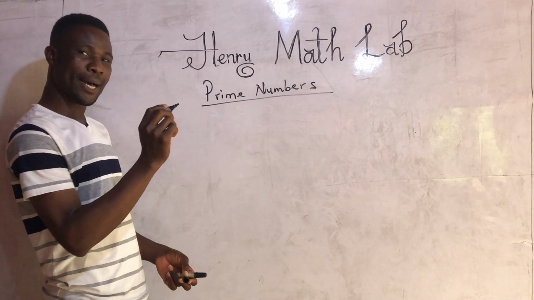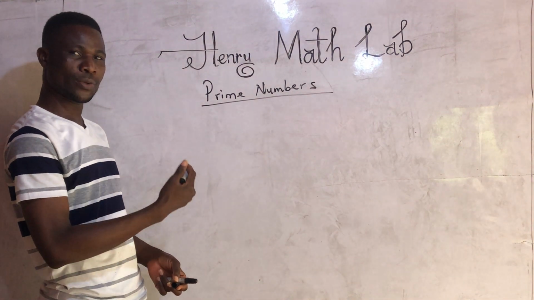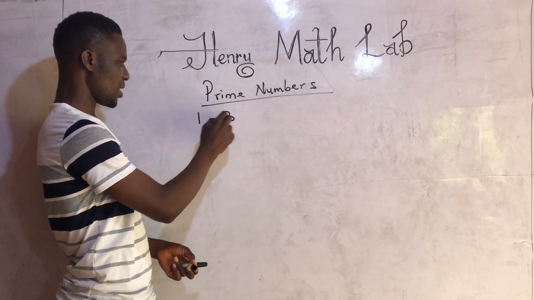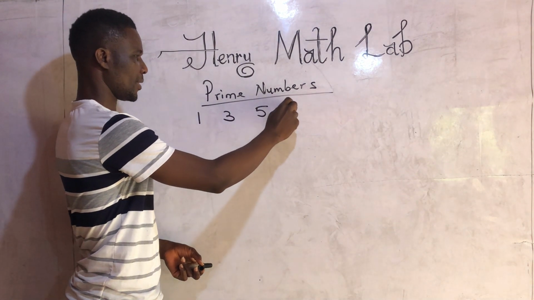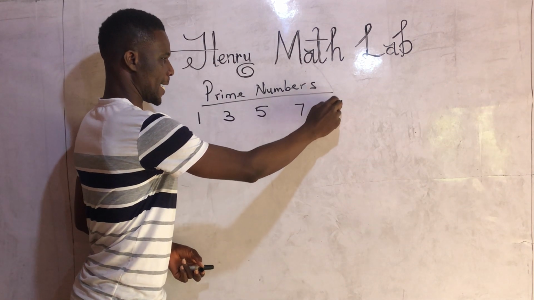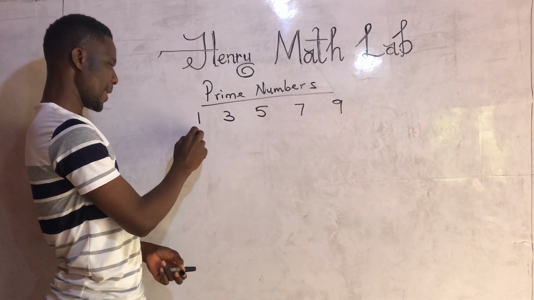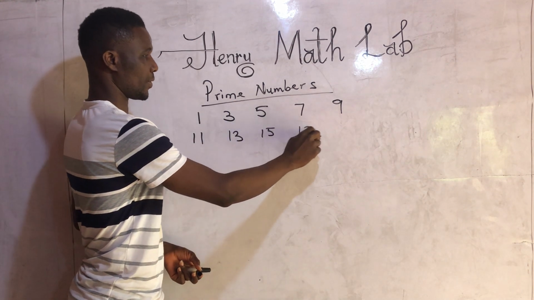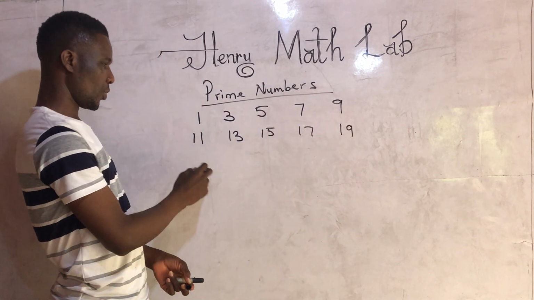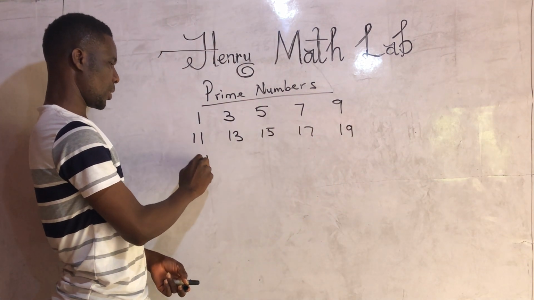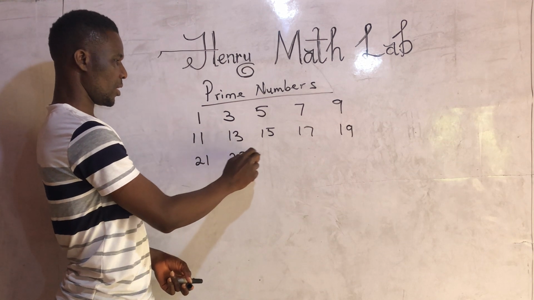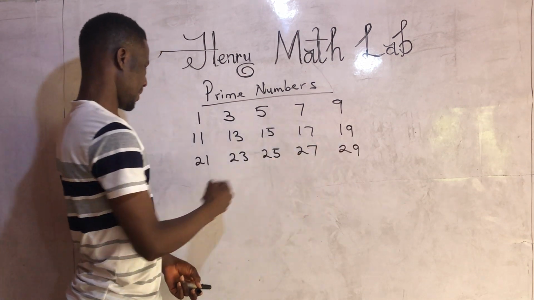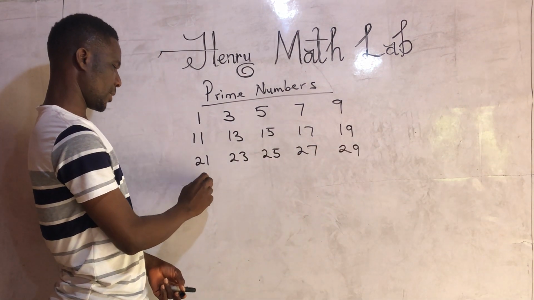Write odd numbers from 1 to any desired number. I want to take from 1 to 50, so I'm going to write odd numbers: 1. The next odd number is 3. We have 5 and 7 and 9. I'll choose to write 11, 13, so we can see the repetition. We have 15, 17 and 19. The next one you can guess is 21. Is going to be 23, 25, 27, 29, and the next one you can guess is 31.